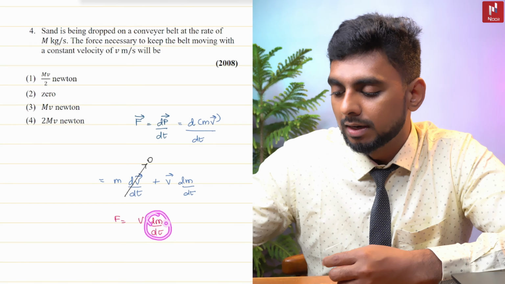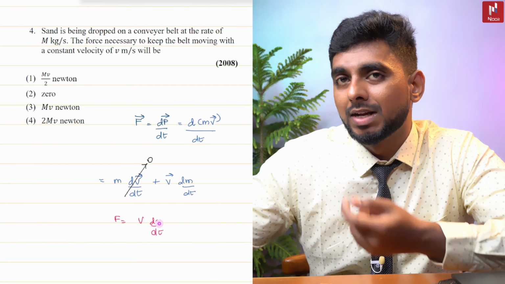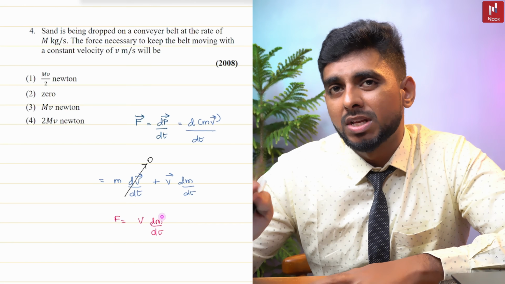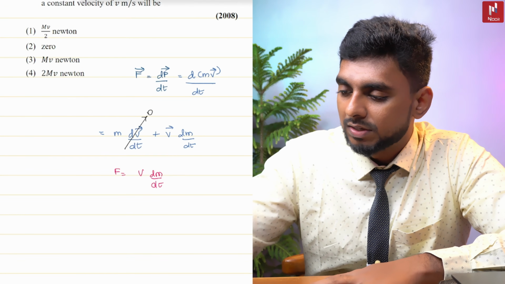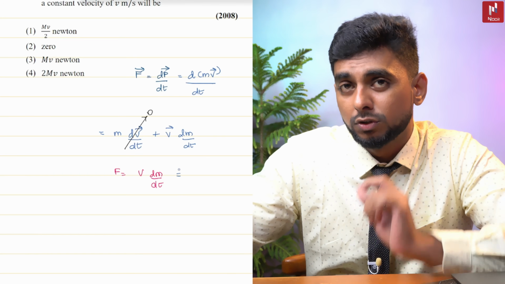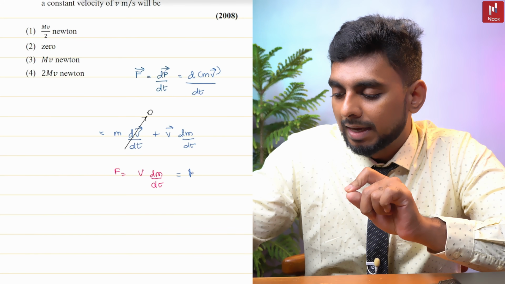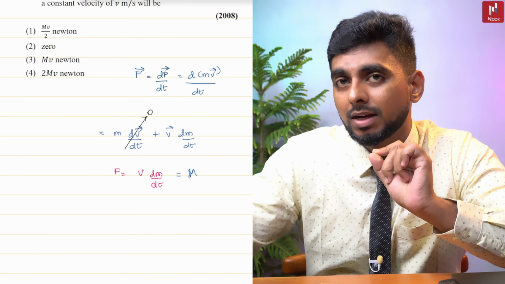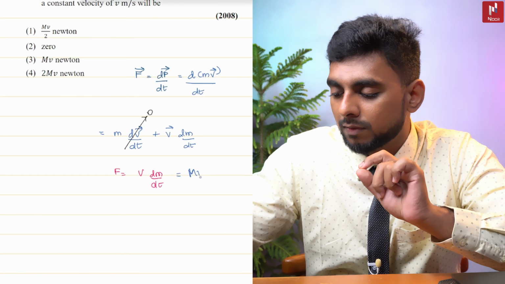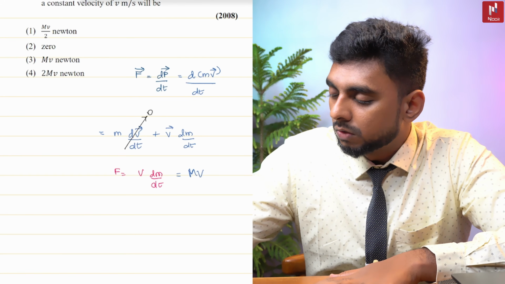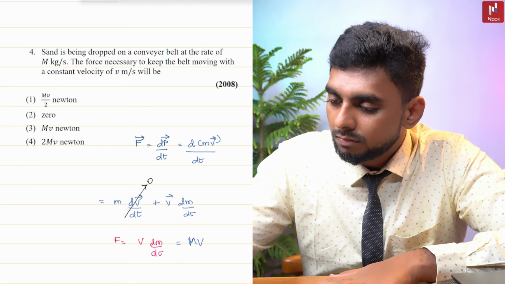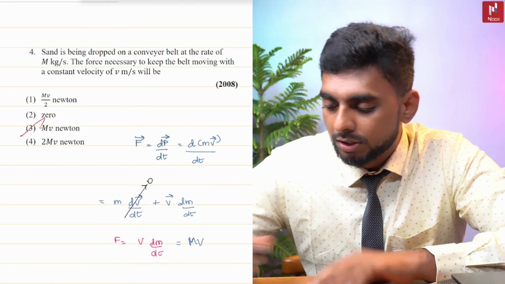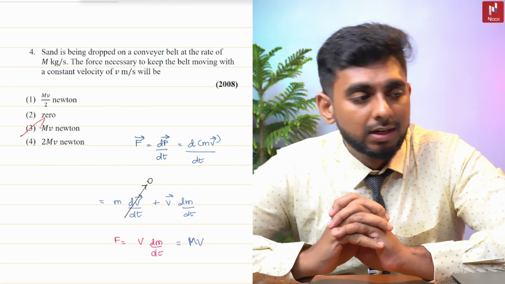In this situation, they haven't given any magnitude or value. They have just given it as a variable, capital M. Therefore, I'll put in the capital M straight away. So the force that I need to give to that object will be capital M, the rate at which mass is getting added, times the velocity v. So the answer here is Mv Newton, which is option 3. You should be able to understand this one. You shouldn't have any doubt in this sum.